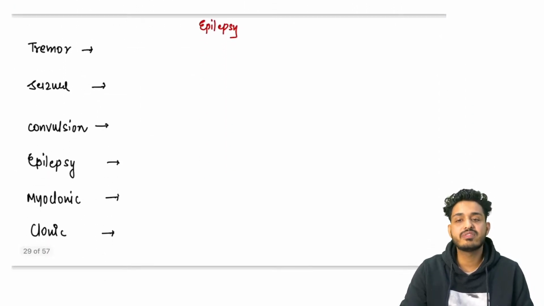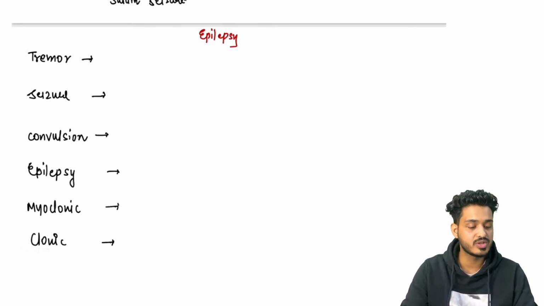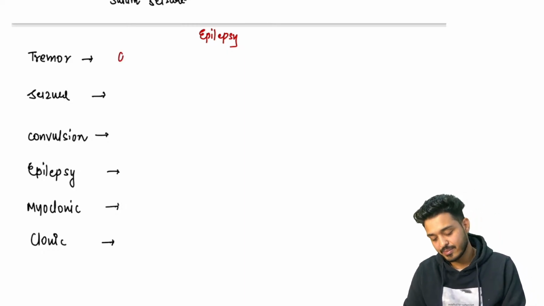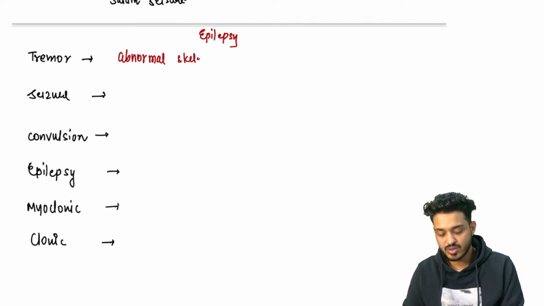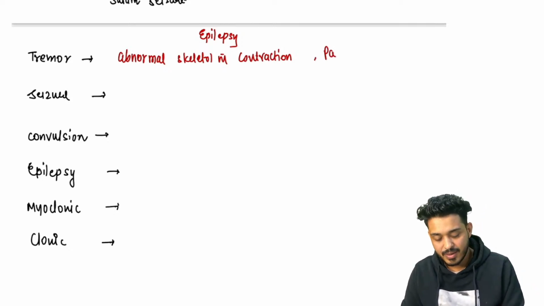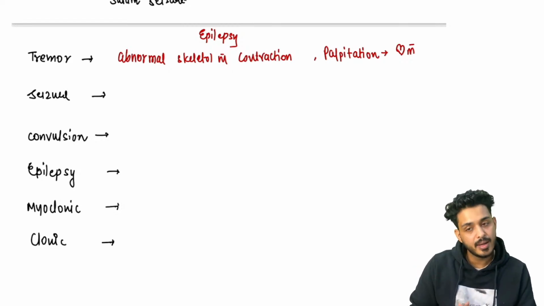Let me make you understand first what is epilepsy. So what is a tremor? What is a seizure? What is a convulsion? First of all, let me make you understand the basics. Tremor means abnormal skeletal muscle contraction. If there is abnormal contraction of skeletal muscle, this is known as tremors. On the other hand, palpitation will be what? Palpitation matlab there will be abnormal cardiac muscle movements. बहुत ज़्यादा हार्ट कॉन्ट्रैक्ट कर रहा है, that is known as palpitation.